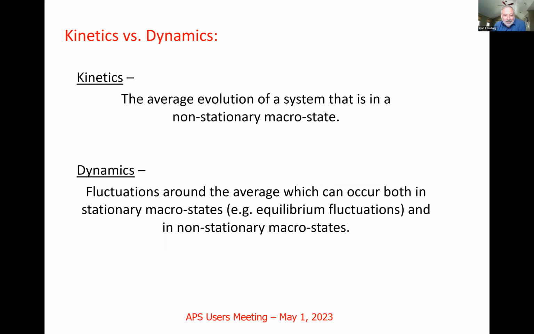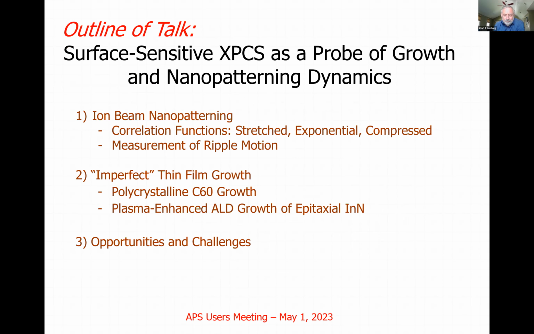Okay, going back to my talk, one thing that we like to think about as we imagine the process of growing a film or patterning a film is the difference between kinetics, which we think of as an average evolution of a system that's evolving in a non-stationary way, versus dynamics, which are fluctuations about the average, which is what, of course, we can do with XPCS that we could not do with a traditional low coherence scattering experiment.